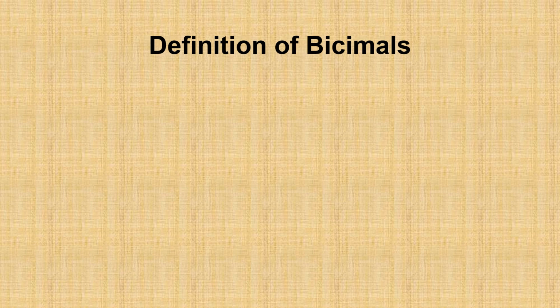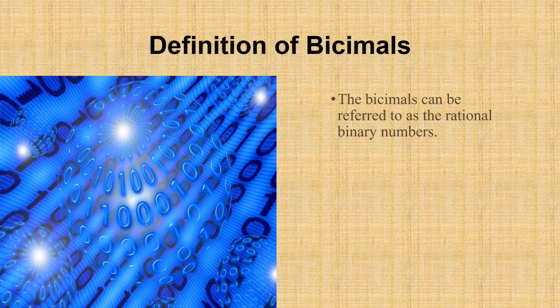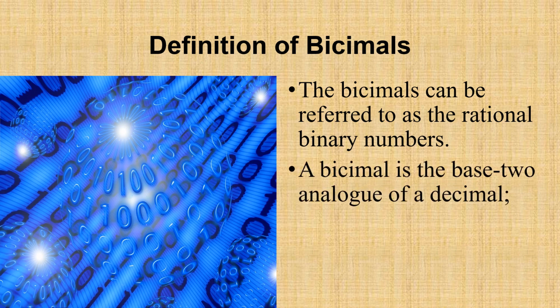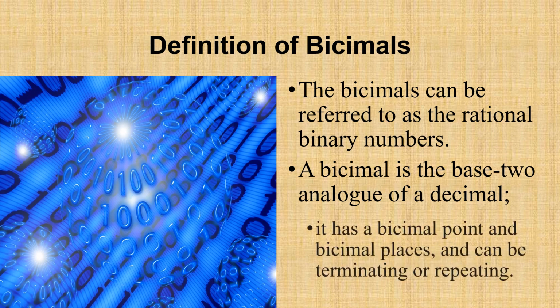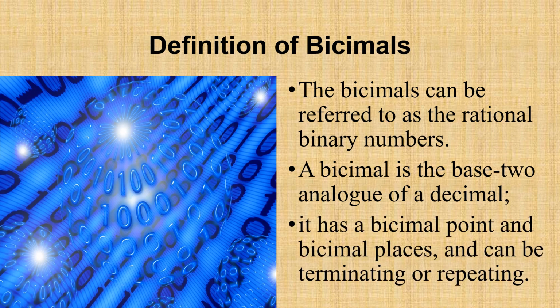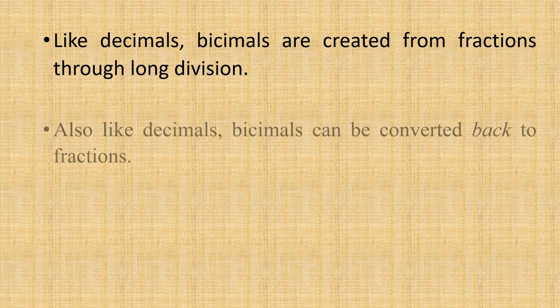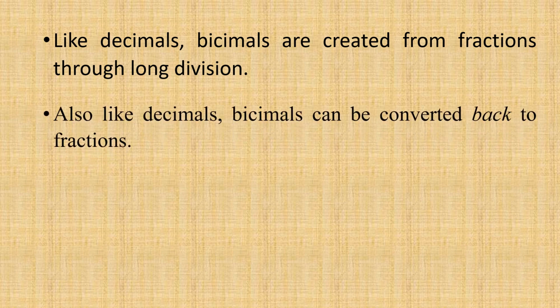Definition of bicimals. Bicimals can be referred to as rational binary numbers. A bicimal is the base 2 analog of a decimal. It has a bicimal point and bicimal places, and can be terminating or repeating. Like decimals, bicimals are created from fractions through long division. Also like decimals, bicimals can be converted back to fractions.